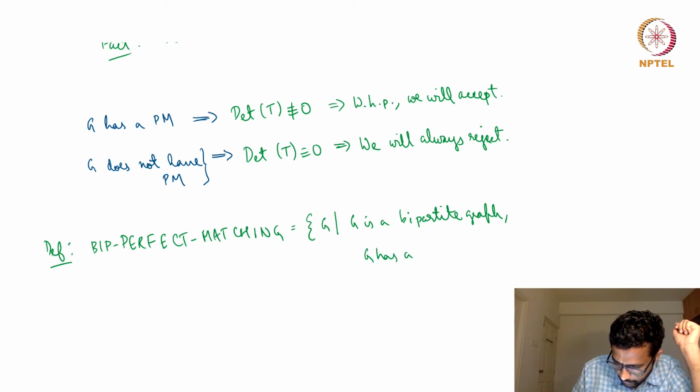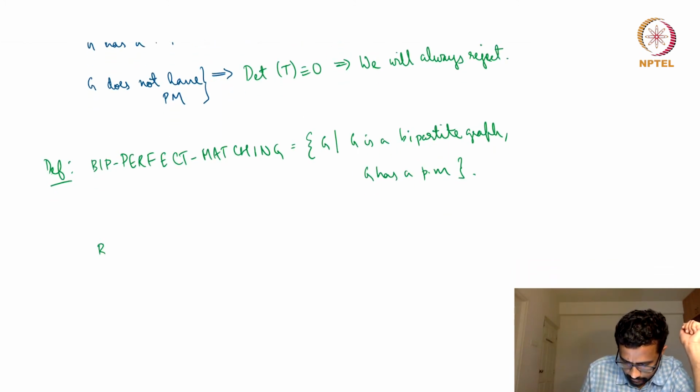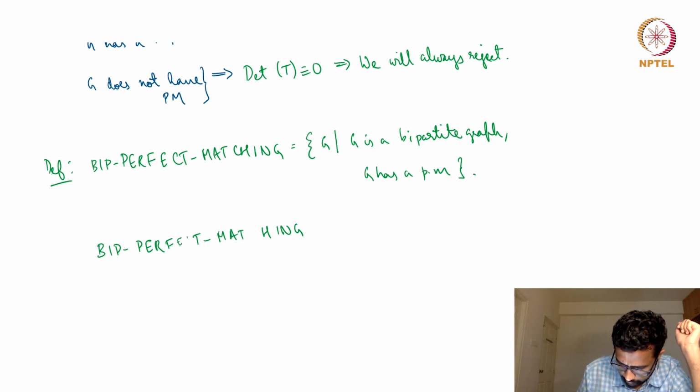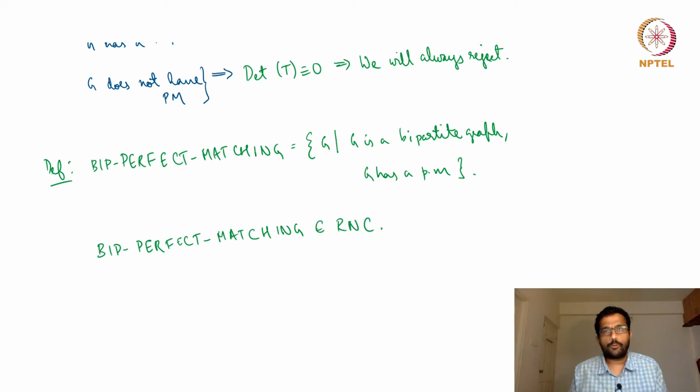G has a perfect matching. And what we showed now is that bipartite perfect matching is in RNC, because determinant computation is in NC, and then we have to accommodate randomness, because the algorithm that we have for polynomial identity testing is a randomized algorithm. So this is in RNC.